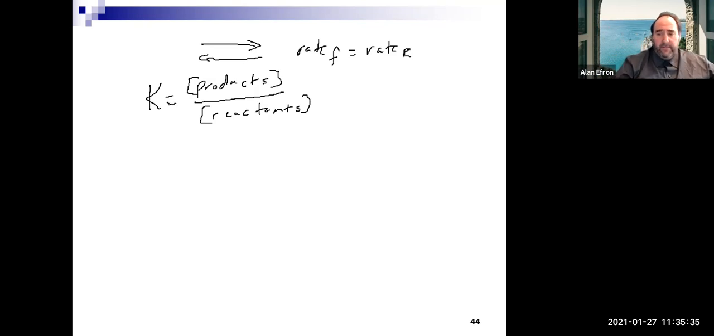K does tell us some information about what's going on in the reaction, as we talked about as well. If we have a really large value of K, that essentially means that when we reach equilibrium, we would mainly expect to have products present, and vice versa. If we have a small value of K, that means when we reach equilibrium, we would mainly expect to have reactants present. A large value is basically anything above one, and anything below one is considered relatively small.